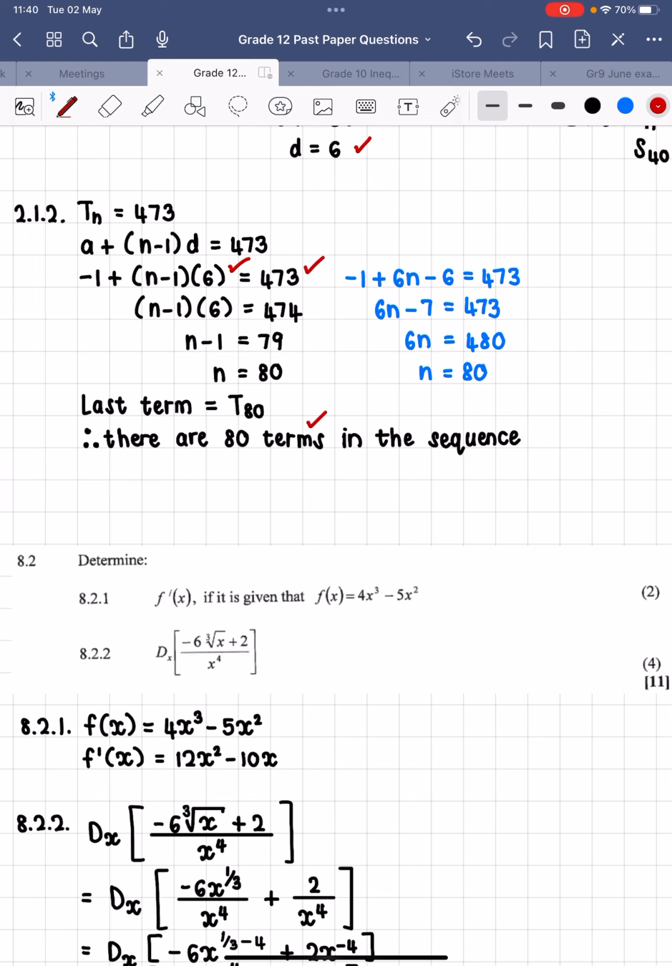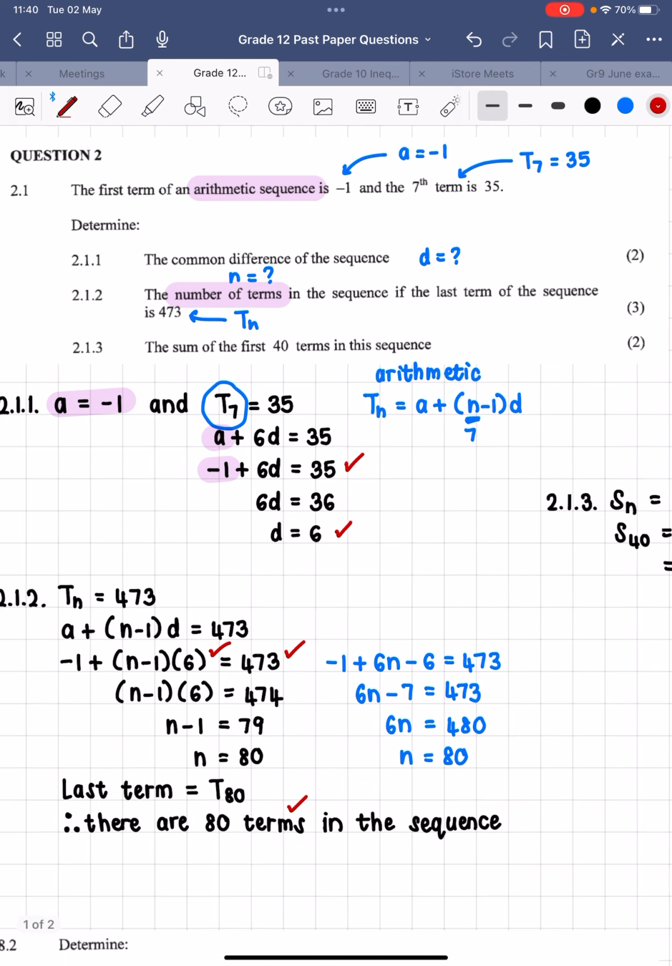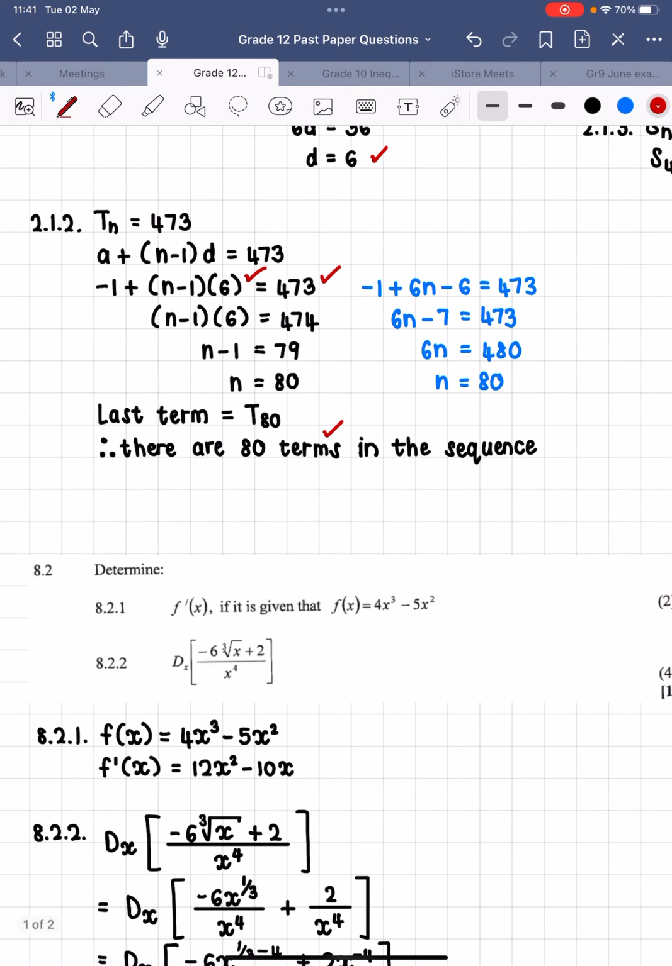Okay, any questions on that one? Right, yes. So you have to read the statement. Yeah, I think it's fine if you just say 80 terms. Okay, but you can't just end at n equals 80.